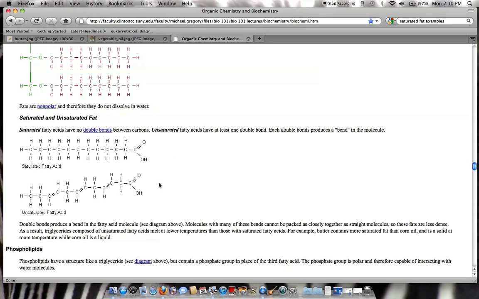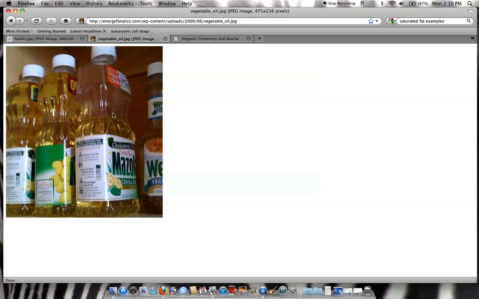Let's take a look at an unsaturated fat. Notice the carbon to carbon bonds here, but then look what we have here. Double bond. Carbon to carbon, double bond. Carbon to carbon, double bond. Okay, see what happens here? It forms a kink in the molecular structure, and therefore that molecule is liquid at room temperature.